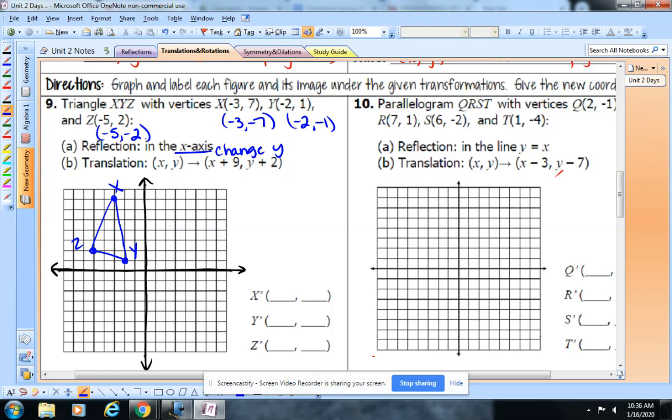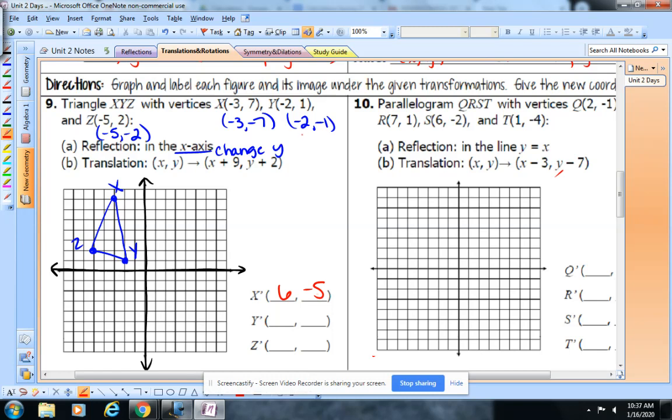That means you change the sign of the y's, right? We learned that yesterday. Now, we're going to take our new coordinates here and then do the translation, right? So what are we going to do to the x's now? Add 9 to our x. My blue x is up here. And what am I going to do to my y's? Add 2. Okay, so do the transformation in that order. So, I'm going to do these in red. What's -3 plus 9? 6. What's -7 plus 2? -5. So there's x prime.